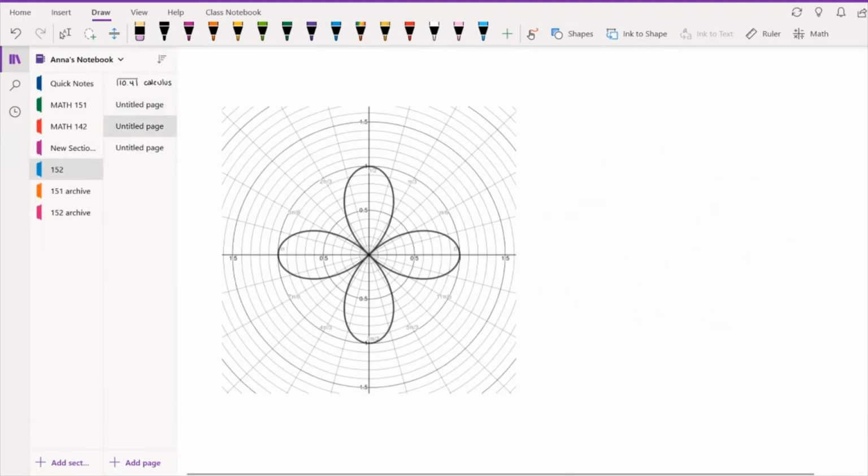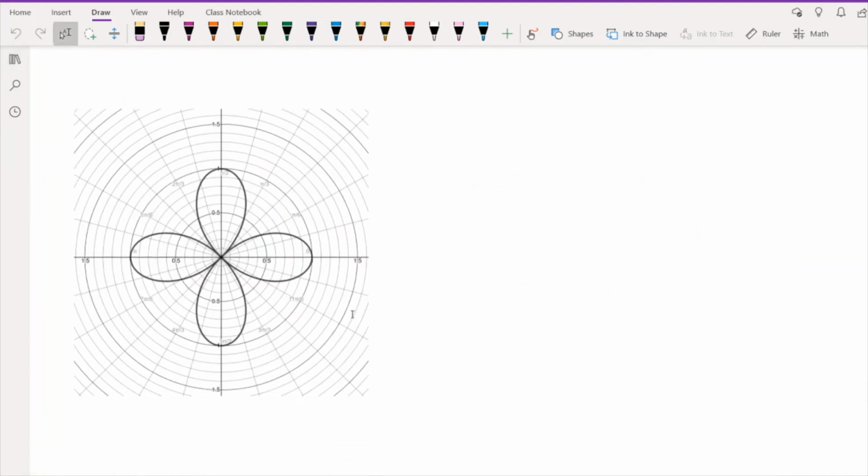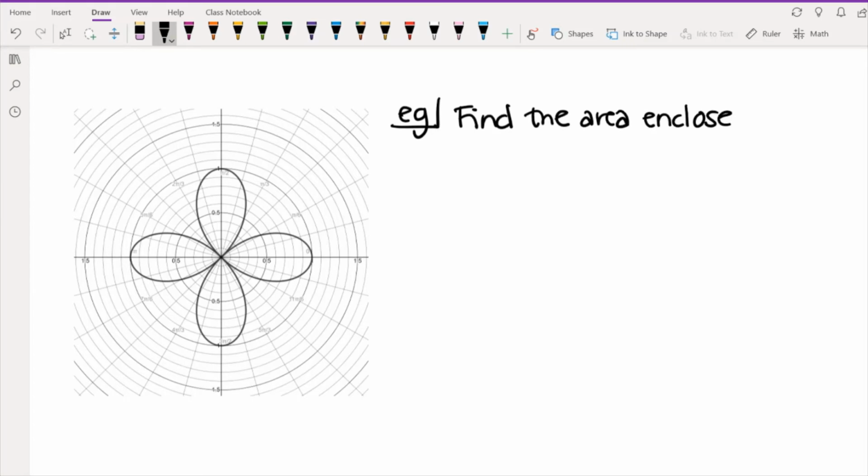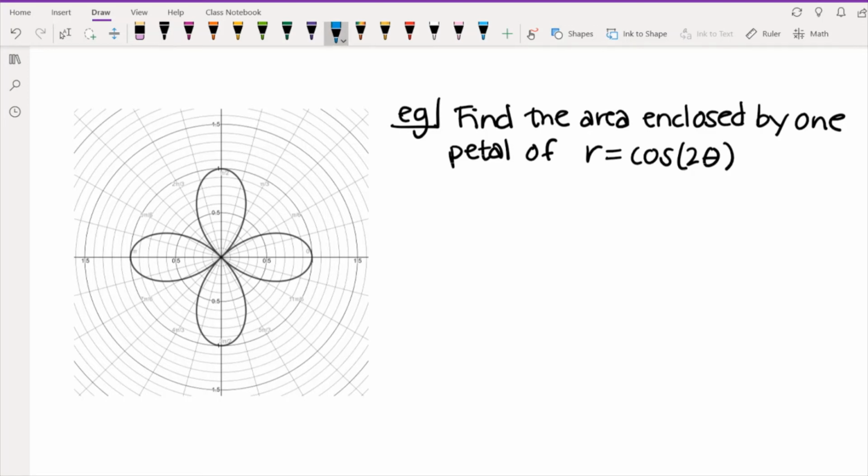Okay, so let's take a look at a couple of examples using this. So the first example I want to do is I want to find the area enclosed by one petal, or sometimes they'll call it a leaf, of the graph of r is equal to cosine of 2 theta. So we looked at this graph in the previous video. So we could choose any of them that we want. It doesn't super matter, but let's choose this one here. So let's focus on finding the area of this petal here.